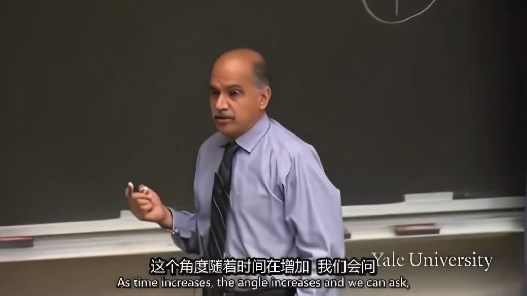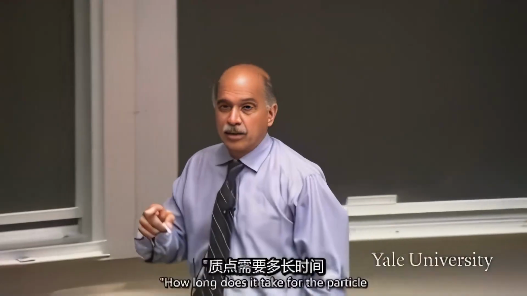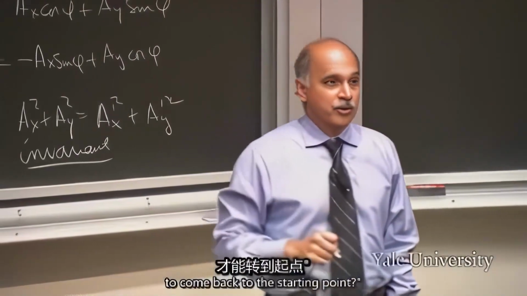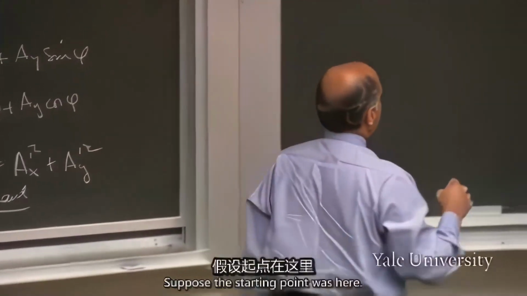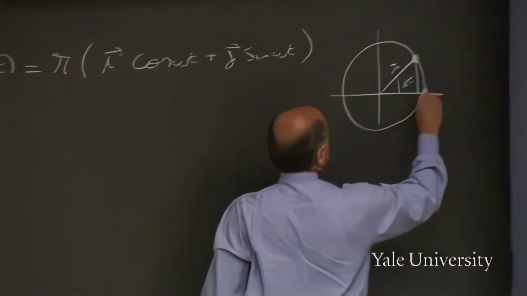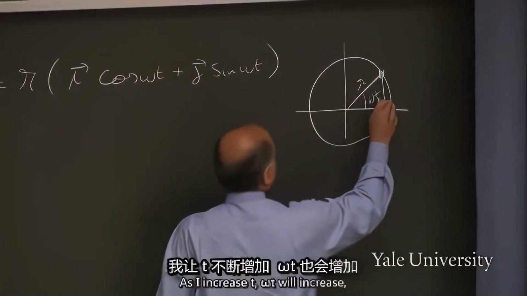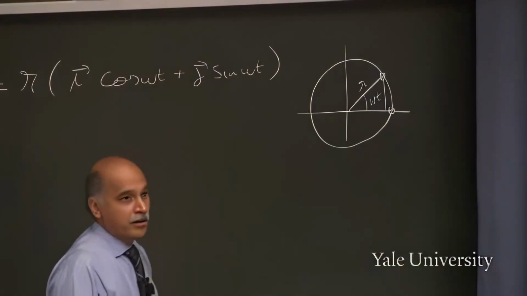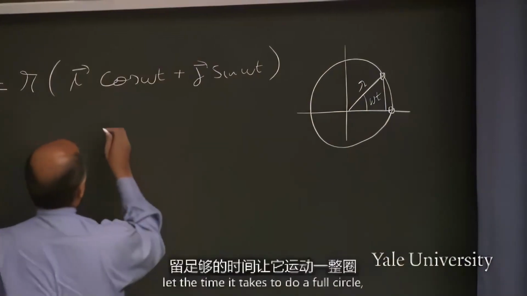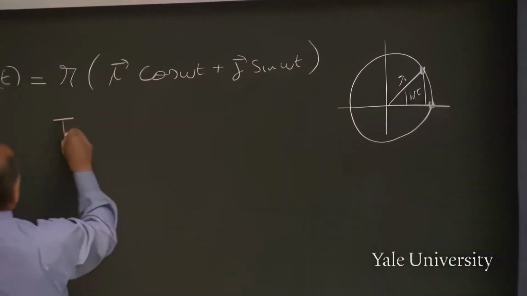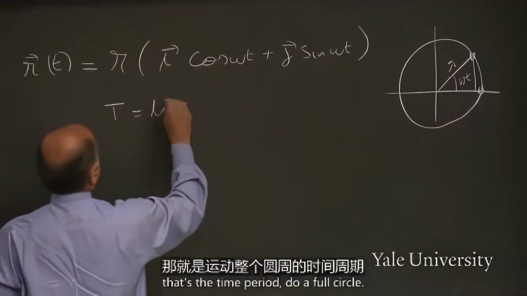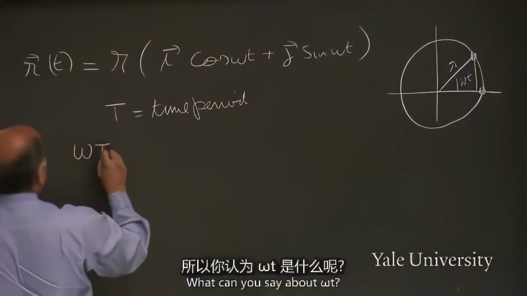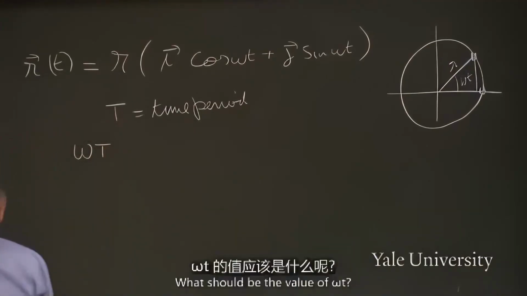Let's get a feeling for omega. As time increases, the angle increases, and we can ask, how long does it take for the particle to come back to the starting point? Suppose the starting point was here. So as I increase little t, omega t will increase, and I want to come back to where I start. So you've got to ask yourself, let the time it takes to do a full circle, that's the time period, do a full circle. Then what can you say about omega t? What should be the value of omega t?